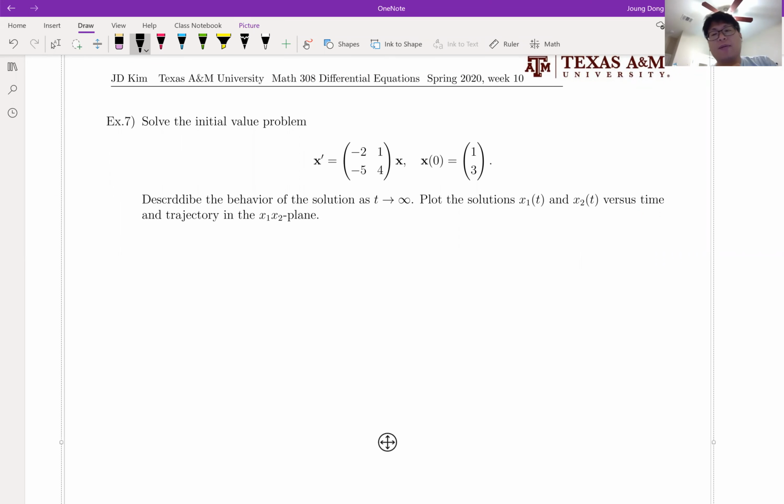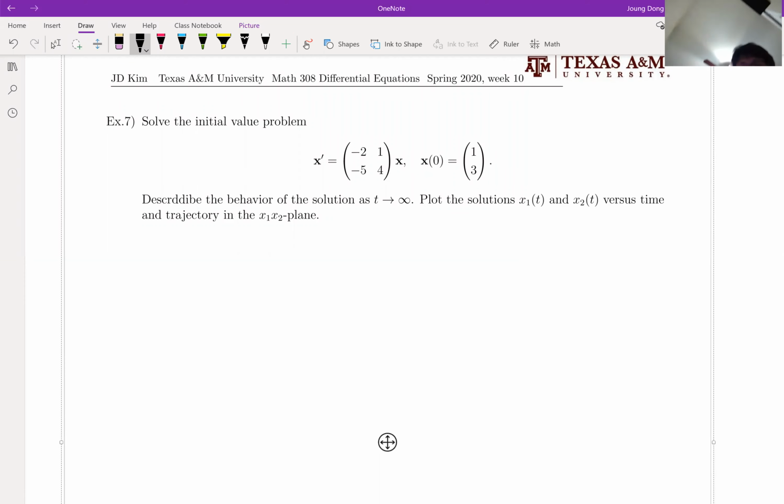Okay, let's talk about number 7. It is a really obvious process, right? We talked about how we can find the general solution in example 5 and 6. Now it is an initial value problem. The process is the same. Find the eigenvalue, then find the eigenvector, then we're going to apply the initial value, which is given. Then we can decide the coefficients C1 and C2. That's it. Okay, let's do it.